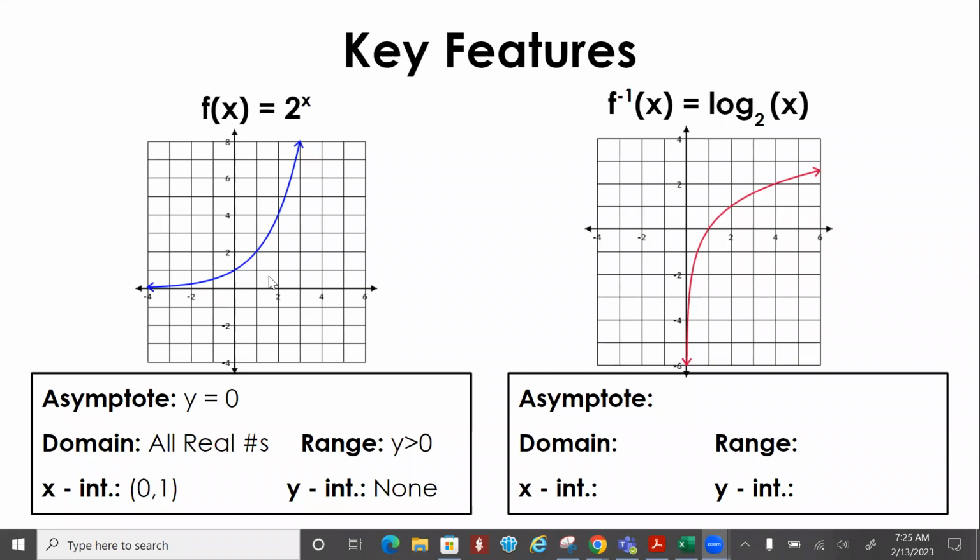Looking over here, we've got an asymptote at y equals 0. Just a reminder, asymptotes are where the line approaches but never touches. So we got a line at y equals 0. The domain is going to be all real numbers, and the range is going to be y is greater than 0. The x-intercept is 0, 1.